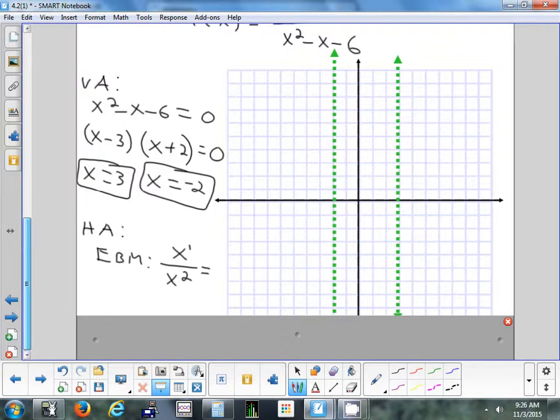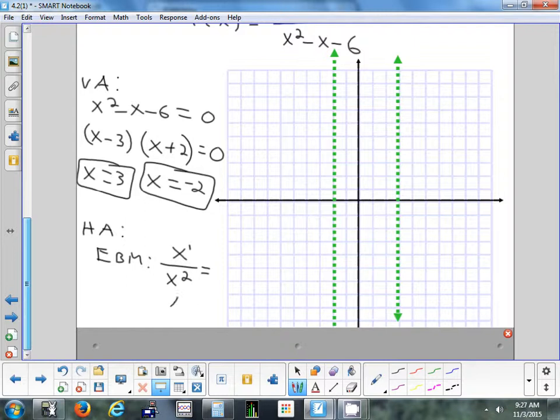Dalton, can you tell me what my end behavior model will be? Would it be -x? Well, let's see. We've got a positive over a positive, so the final answer is positive. Might be a negative exponent, so x to the first over x squared would be x to the -1st, which turns into 1 over x. So there's my end behavior model.